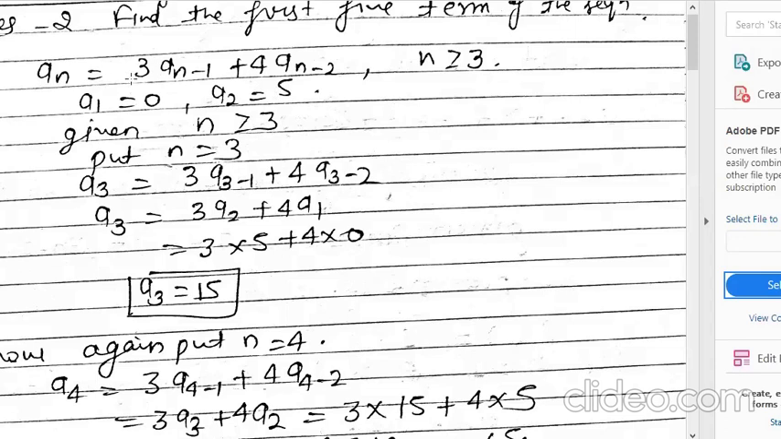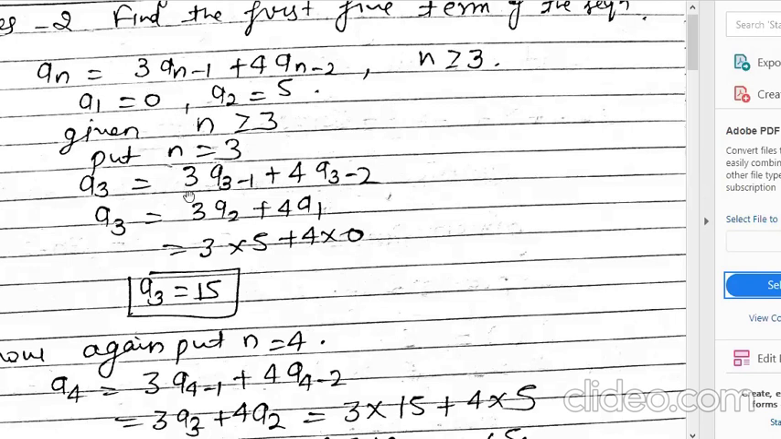a_n is equal to 3a_(n-1) plus 4a_(n-2), and n is greater than or equal to 3. So this is your relation, and we need to calculate our first 5 terms. a1 is given, a2 is given, so we will calculate a3, a4, a5, a6, a7. The condition is n is greater than or equal to 3, which means our series will start from n equal to 3. So put n equal to 3 here.